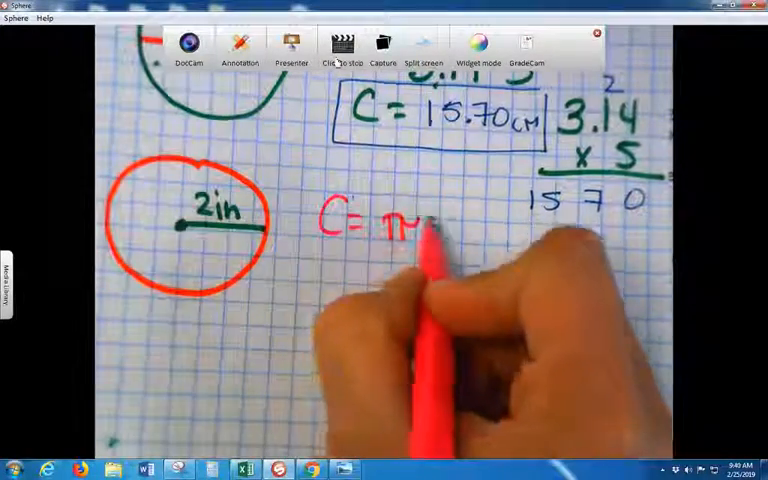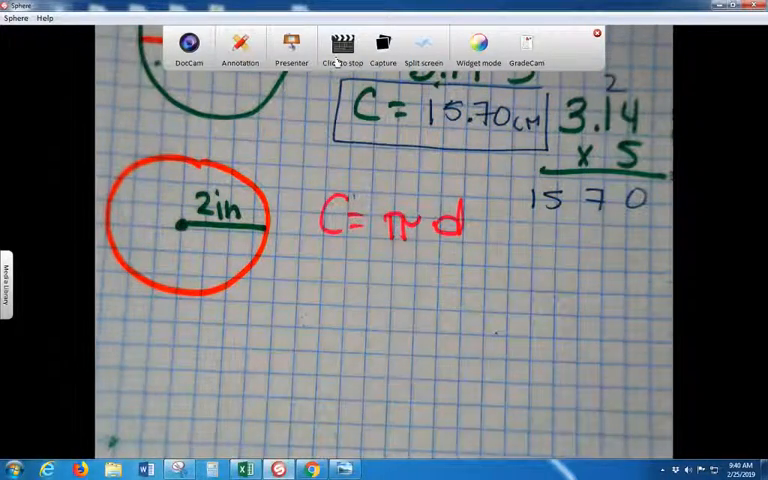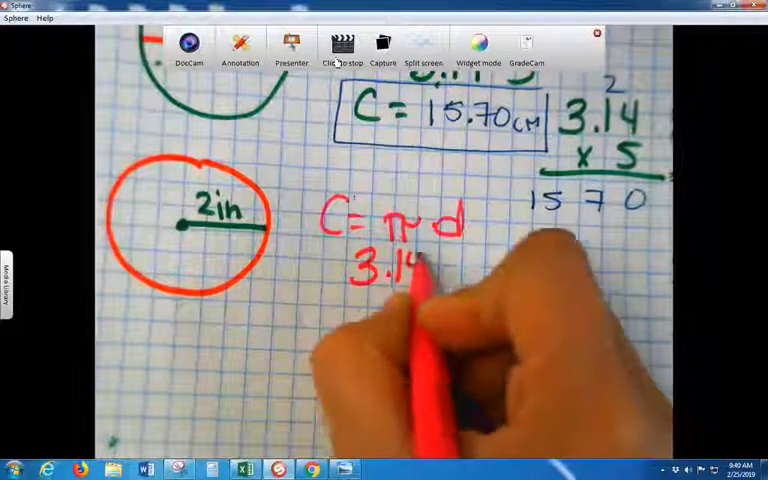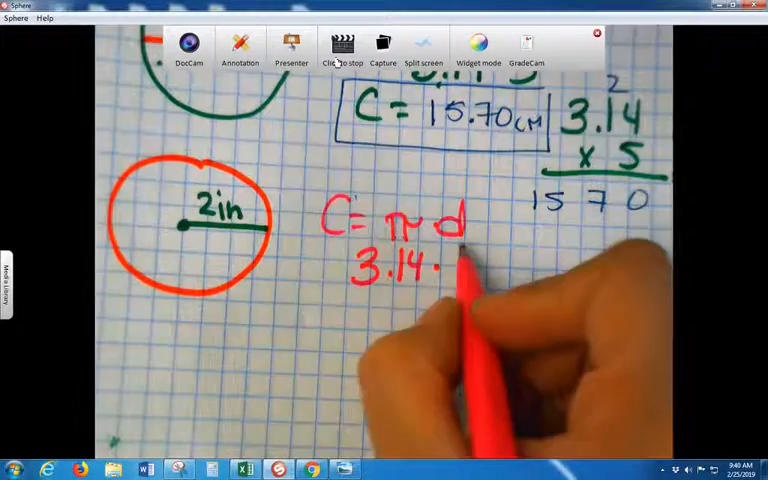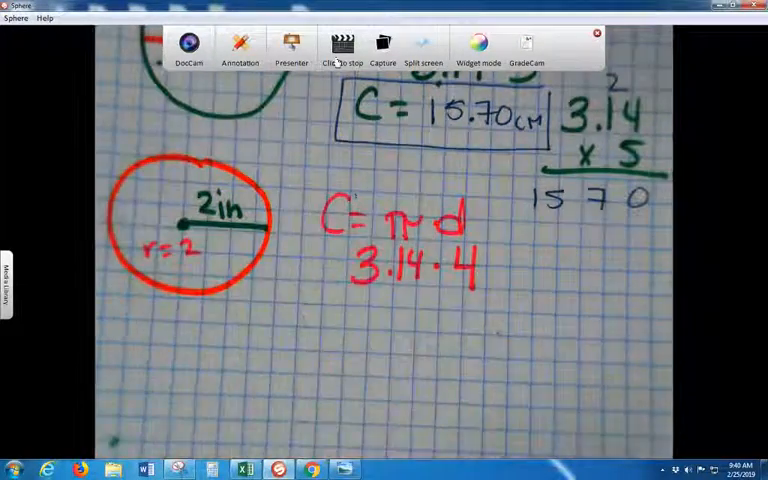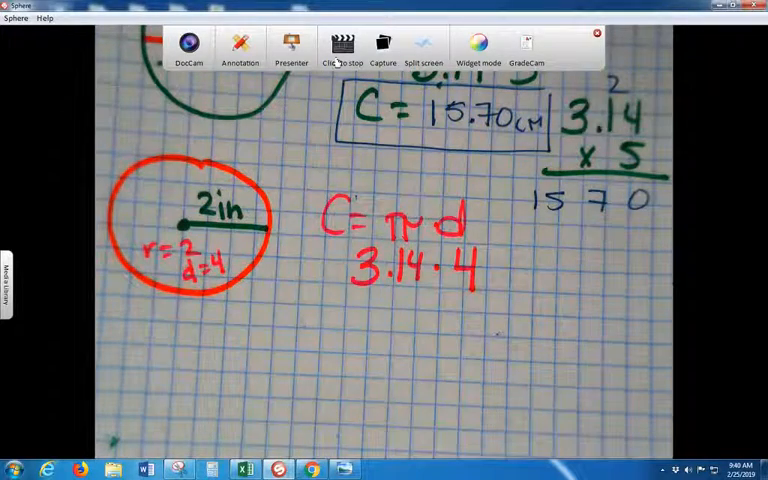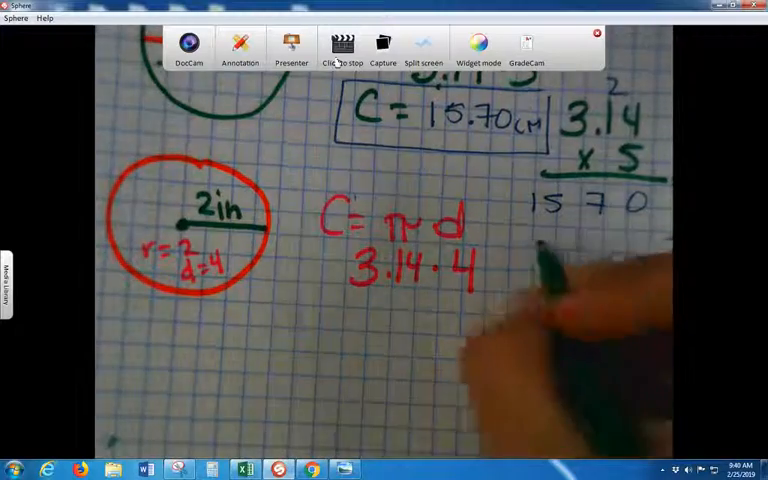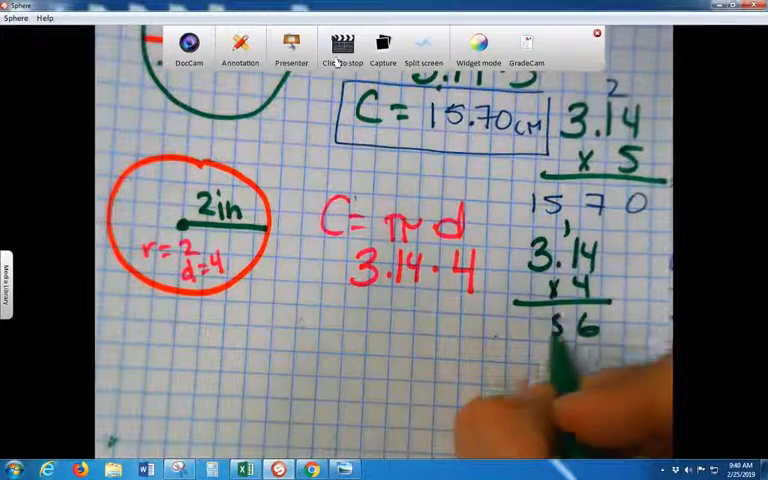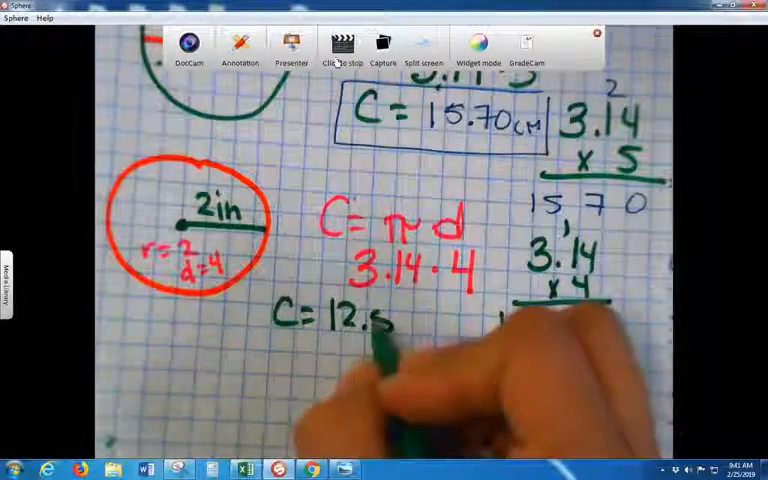What did we get? 12.48 inches. Good. No, 48? Yeah. 3.14 times. What's my diameter? 4. Not 2. Radius is 2. Diameter is 4. So that's how they trick you. They give you the wrong number. Don't fall for it. Fix it. And that's how we get circumference is equal to 12.56 inches.